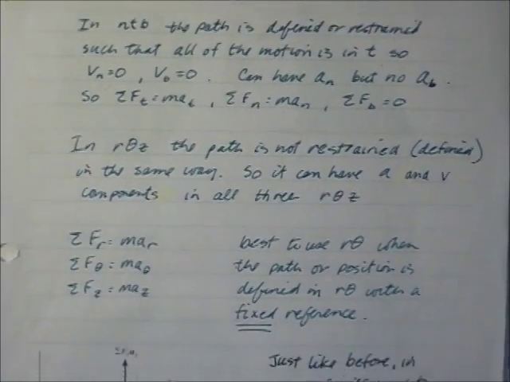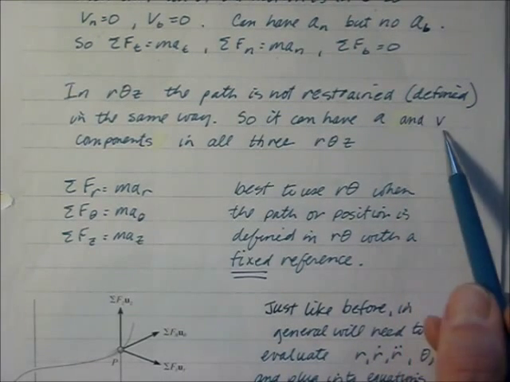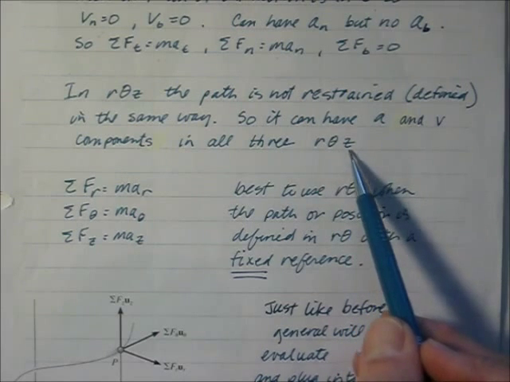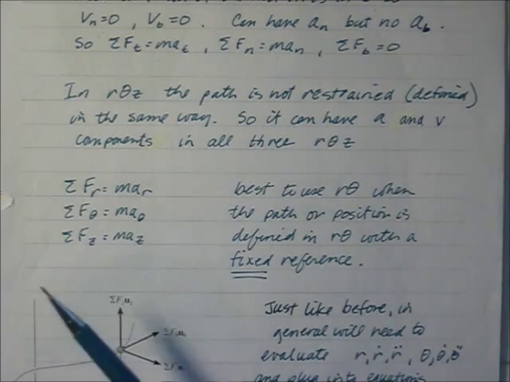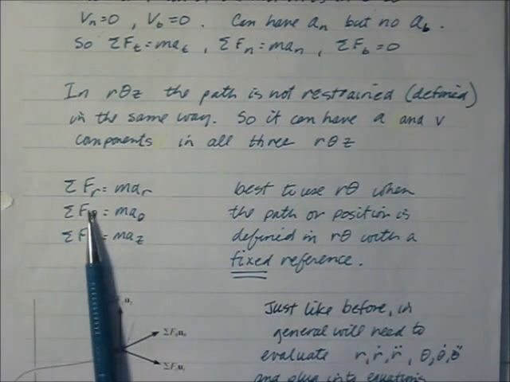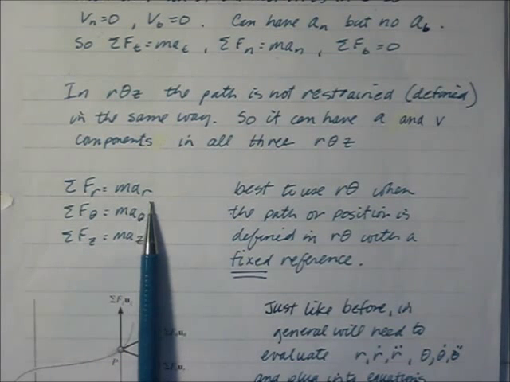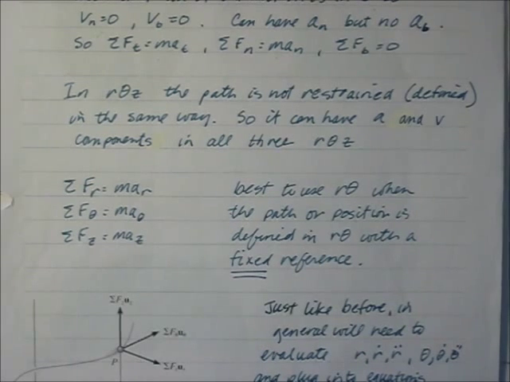In the R-Theta-Z coordinate system, the path is not restrained or defined in the same way. It can have acceleration and velocity in all three directions, in the R and the theta and the Z. Now, if we can have acceleration in all three directions, then we need an equation of motion for all three directions, or all three coordinates. So here are our three equations. Sum of the forces in the radial is equal to mass times acceleration radial. Sum of the forces in the theta, sum of the forces in the Z are similar.